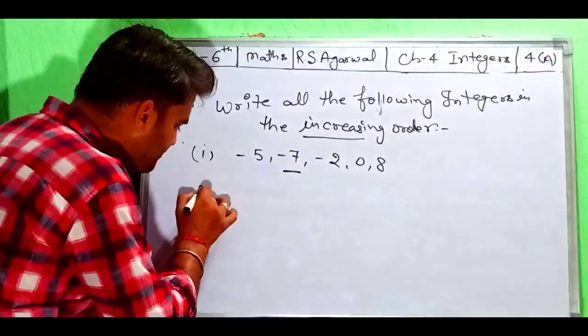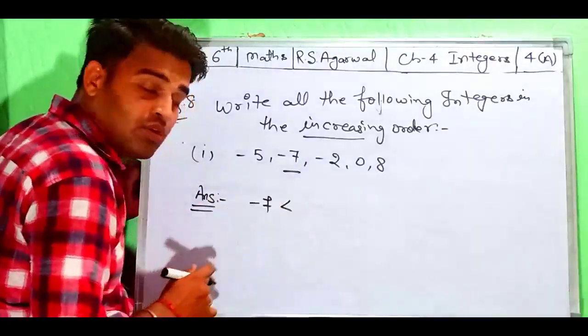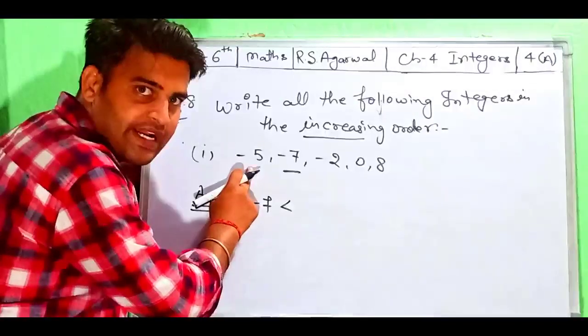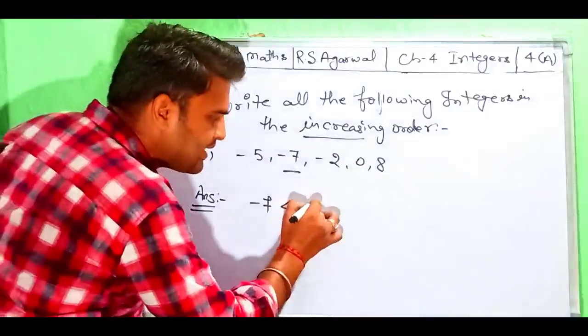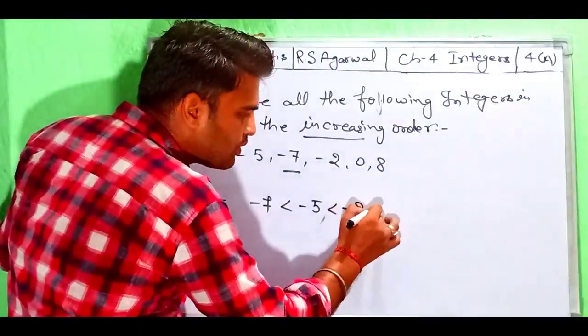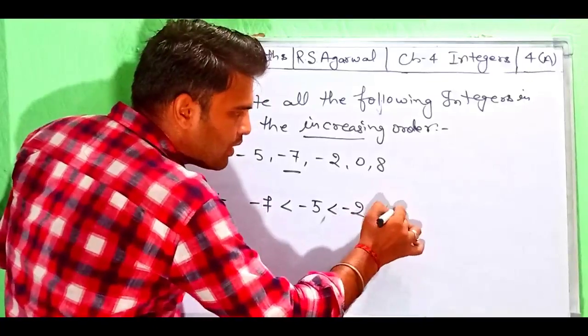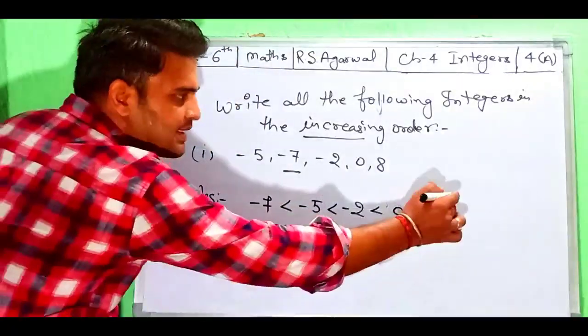Now the answer: first -7 is less than -5, because -5 is nearer to 0 than -7. Then -5 is less than -2, less than 0, and a positive number is always greater than 0. Then 8, that is the answer.